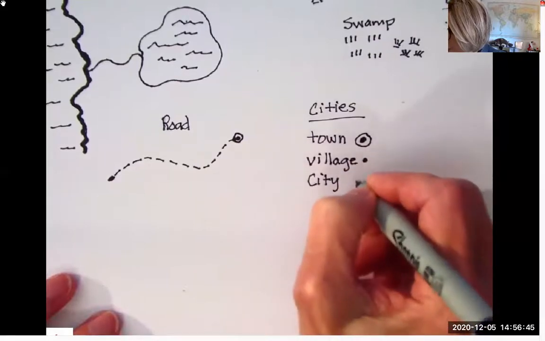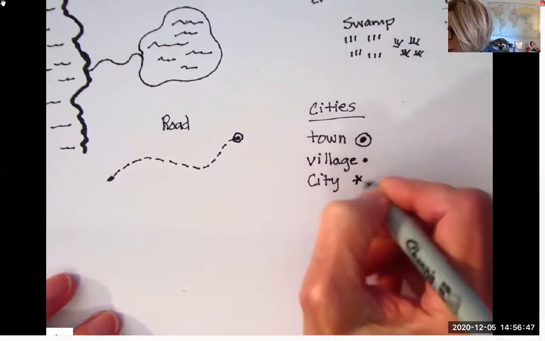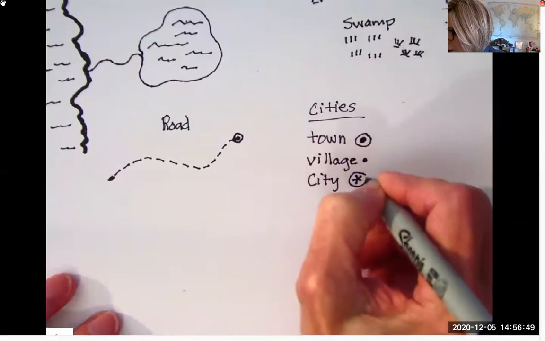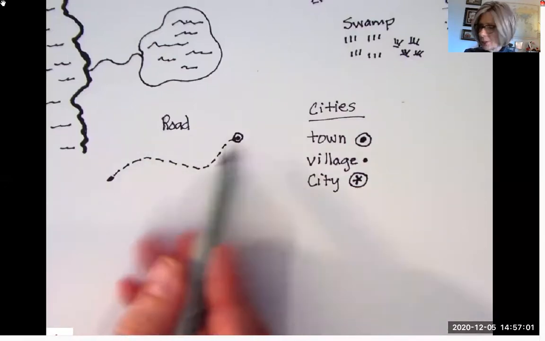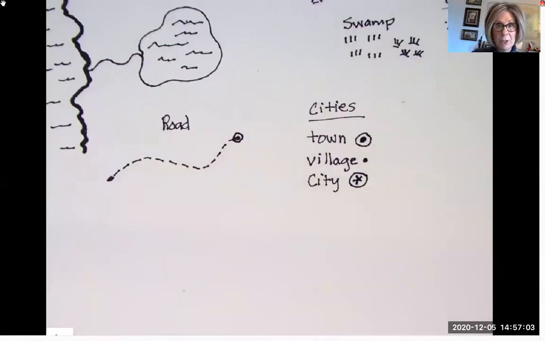So you could put it with a star and then a circle around it. However you want to do it, but some way to show that one's bigger than the other. So that's the way I kind of like to do it. So then you could show, when you're going from one place to another, the size of where you're going, okay?